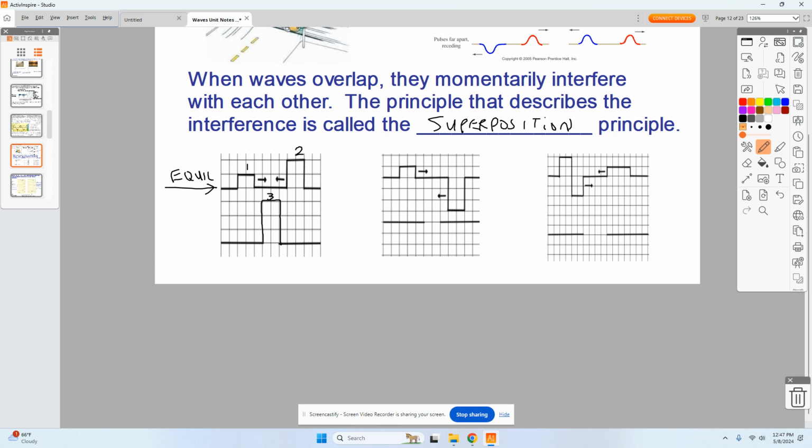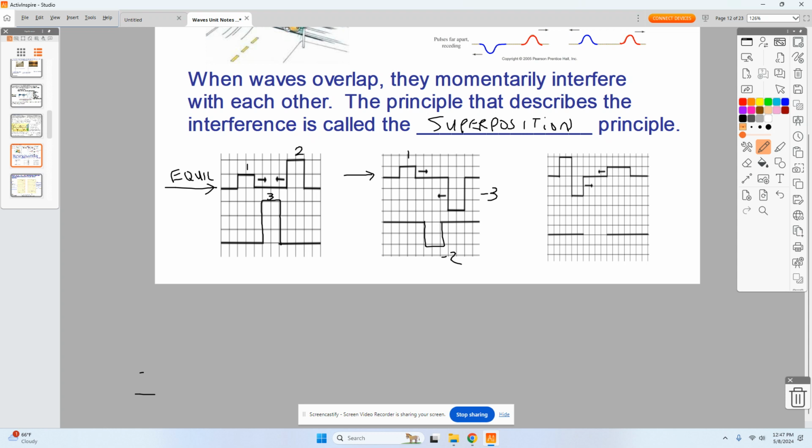If this is a 1, this would be a negative 3 relative to the equilibrium position. That's right here. When they overlap, it would turn into a what? Negative 2, just for the time being, then they pass through. That's the tricky one.